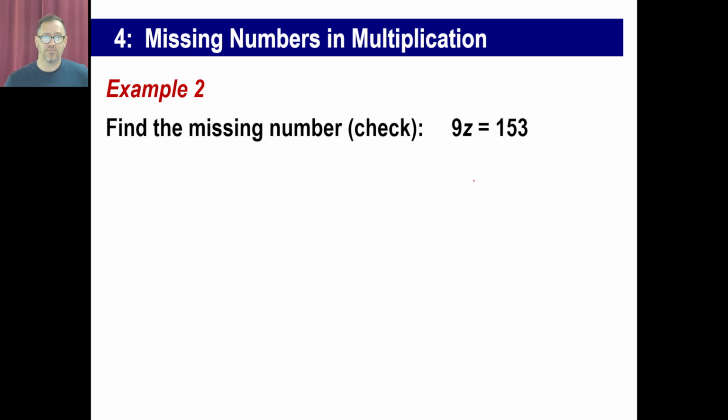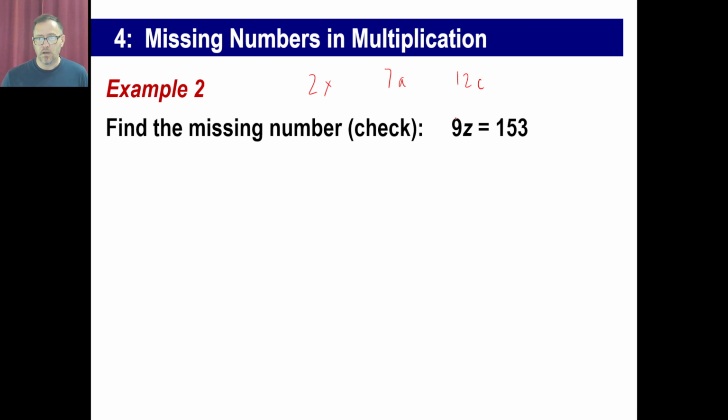Okay, try another one. Find the missing number. 9 times z is 153. By the way, if you ever see something like 2x or 7a or 12c, with nothing between the number and the letter, that just means 2 times x, or 7 times a, or 12 times c. It's too much of a pain to always write times and dots. So everybody in math recognizes that 9z means 9 times the letter z.